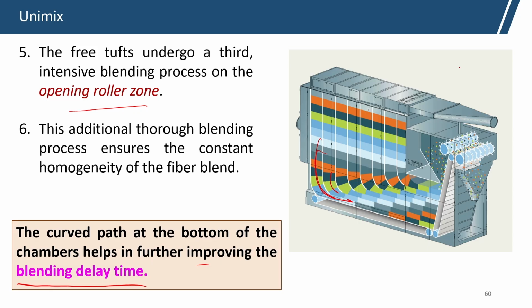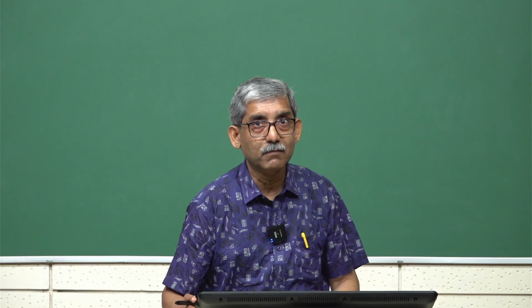Earlier we discussed that it travels directly at a 90 degree angle, but due to this curve it travels a longer path. So, it increases the blending delay time. That means this fiber will reach the delivery stage after a longer time because of the longer path. Now, we will see how to calculate the blending delay time, which is very important.